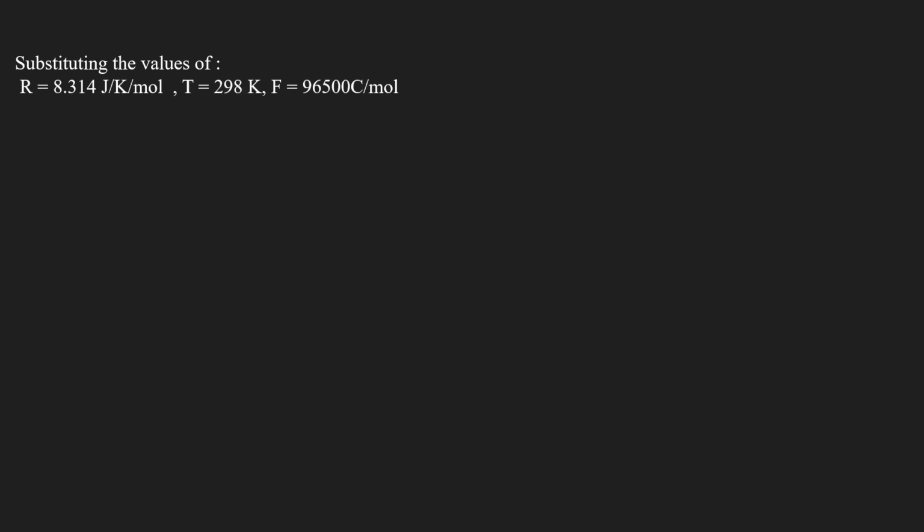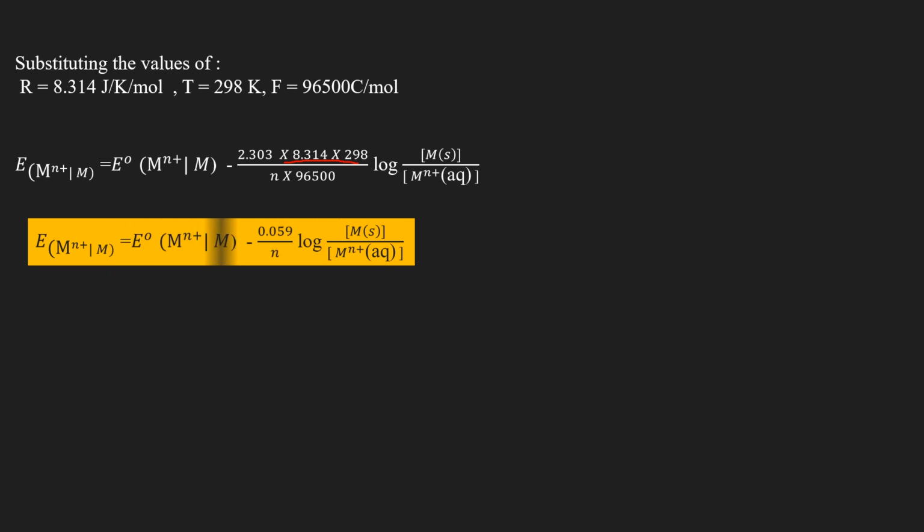Substituting the values of R equal to 8.314 joule per Kelvin per mole, temperature 298 Kelvin, and the Faraday constant, whose value is 96500 coulomb per mole, into the previous equation, we get: electrode potential of metal equals standard electrode potential of metal minus 0.059 upon n, where n is the number of electrons transferred, into log of concentration of metal divided by concentration of metal ion.